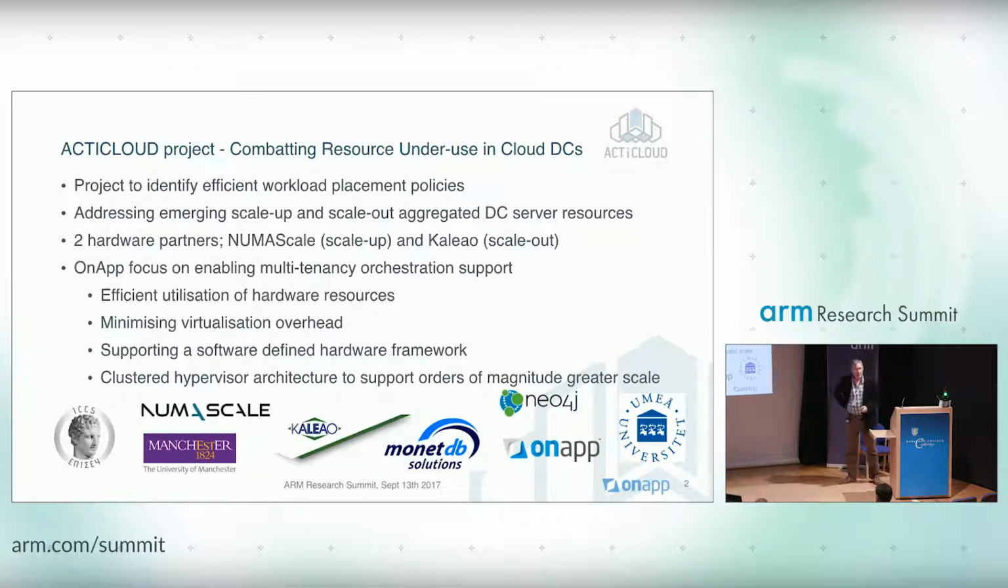So in particular, the ActiCloud project, just to give a little context, is focused on combating resource underuse in cloud data centers. The purpose of the project is to identify efficient workload placement policies in emerging cloud server architecture systems. And there's two particular types of systems that we're focusing on: scale-up systems and scale-out, both of which use aggregated data center server resources.